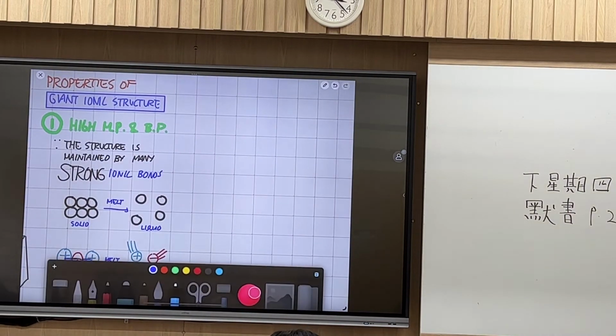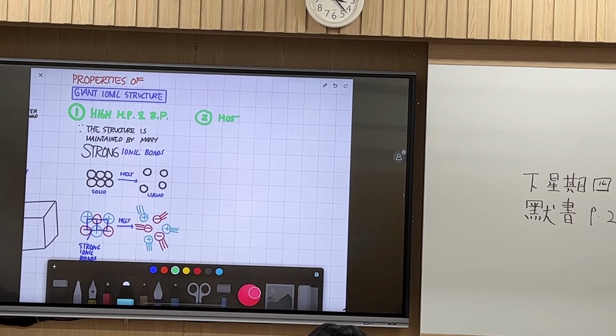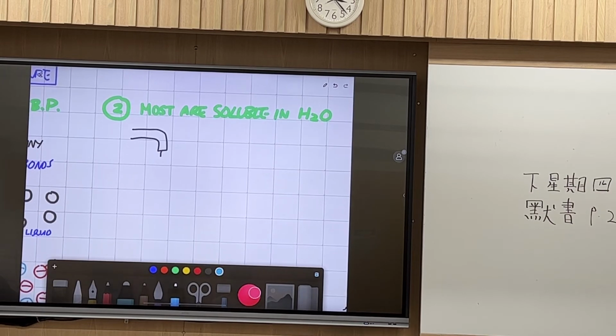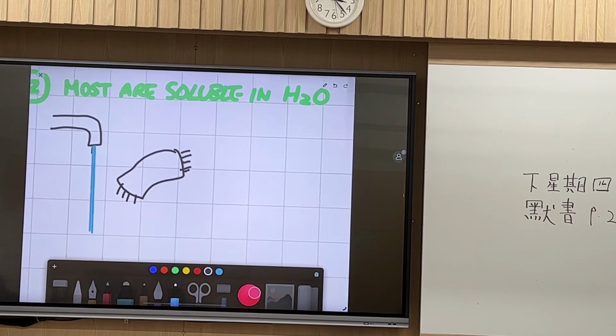Put down the second green point here: most are soluble in water. And why is that? That's because of water. You might not know this, but I encourage you to do an experiment tonight. Open the tap and let out a very, very narrow stream of water. It has to be very narrow for this experiment to work. Then grab a cardigan or rub your scalp vigorously to introduce a steady charge onto it.